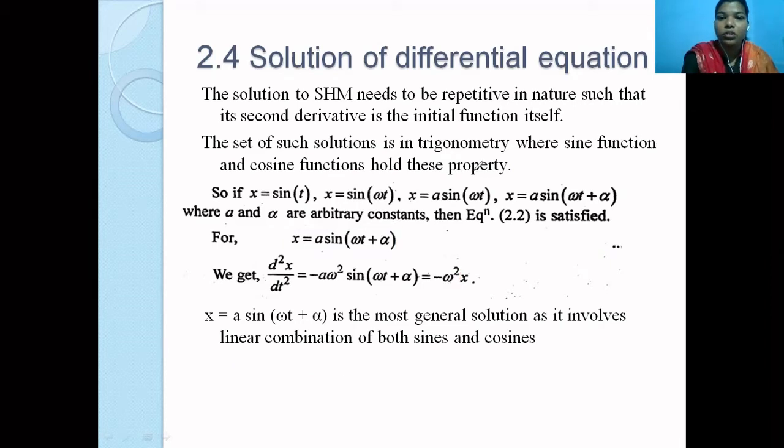It has come out with a few considerations that we were concerned about initially, and then we have reached the conclusion that this x equal to a sine omega t plus alpha is the most general solution, which involves a linear combination of both sines and cosines as the solution of the differential equation of simple harmonic motion. Okay, let us move on.